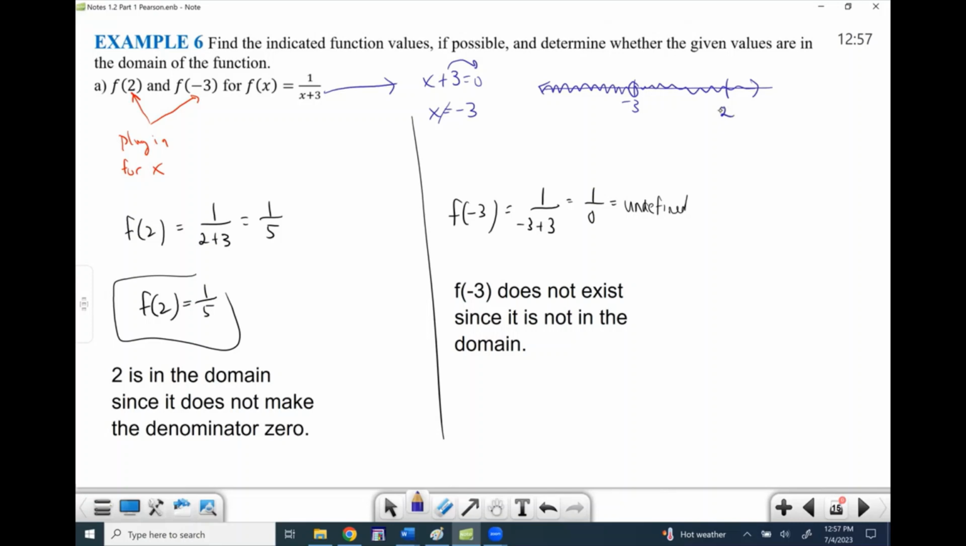So -3 is not okay. So from -infinity all the way up to -3, parentheses, because we don't want to include it, and then -3 to infinity. All of these numbers are the domain. These are the numbers you're allowed to plug in, and they'll get an actual value out. In other words, they won't make the denominator 0. Now, I'm only showing you this to preview something that we're going to do a little bit later. But for now, as long as you know that if it makes the denominator 0, it does not exist and is not in the domain, we're good.